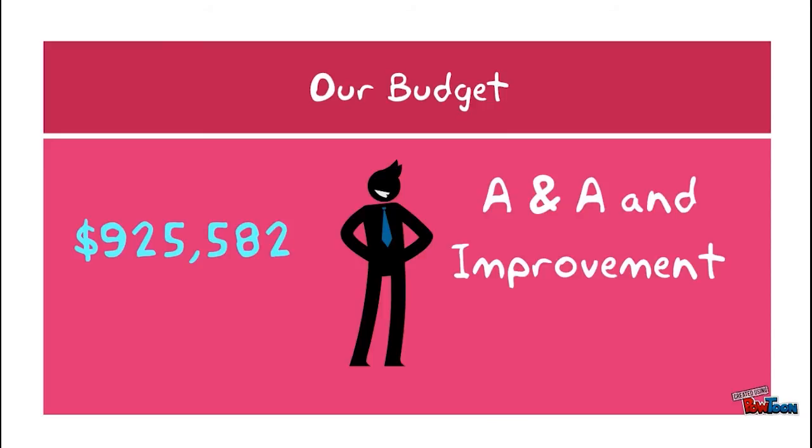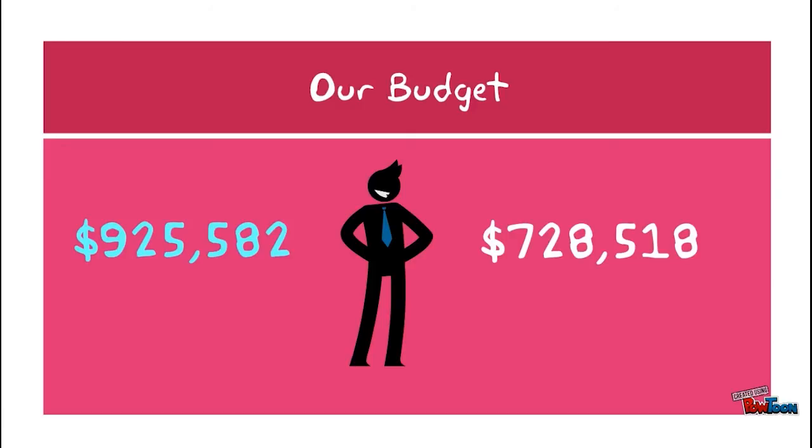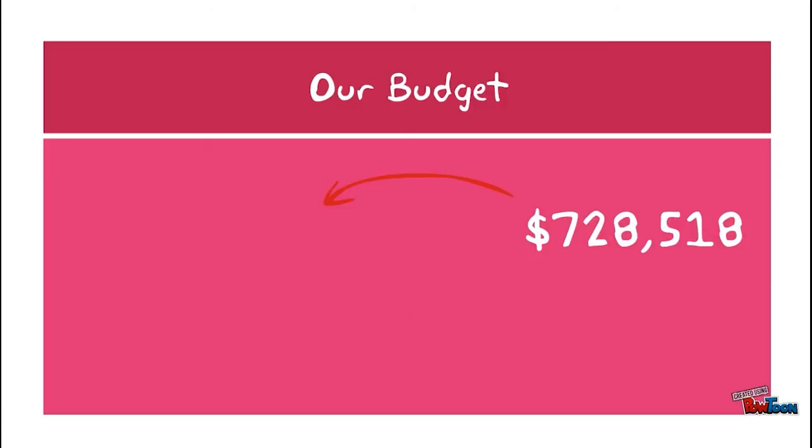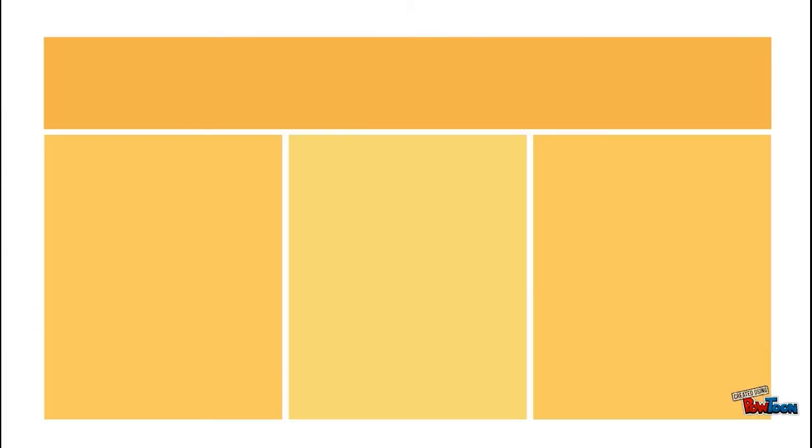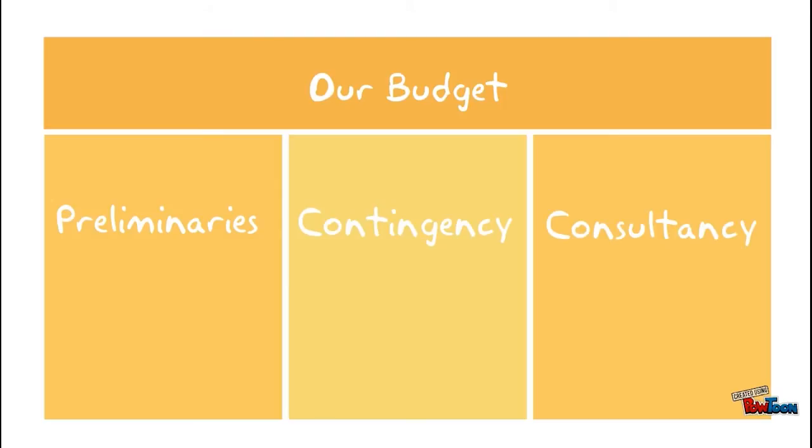$925,000. The category of A&A and improvement works accounts for $728,000, in which $56,000 goes to demolition works, $96,000 goes to repair works, and the remaining $576,000 goes to the fitting out works. Other costs are preliminaries, contingencies, and consultants' fees, which account for 8%, 8%, and 5% of the overall budget respectively.